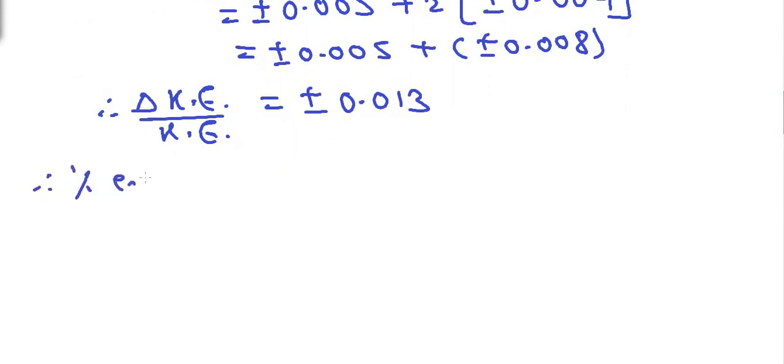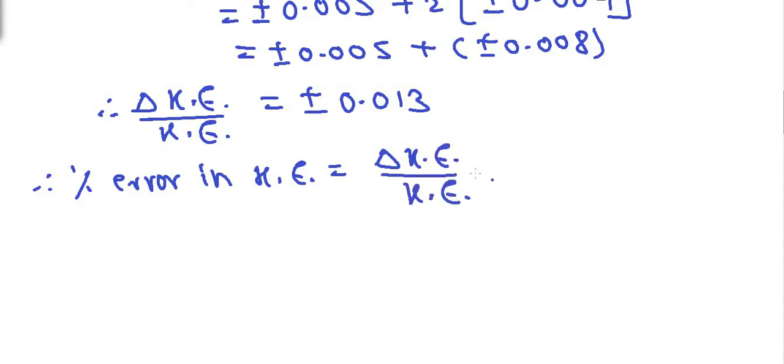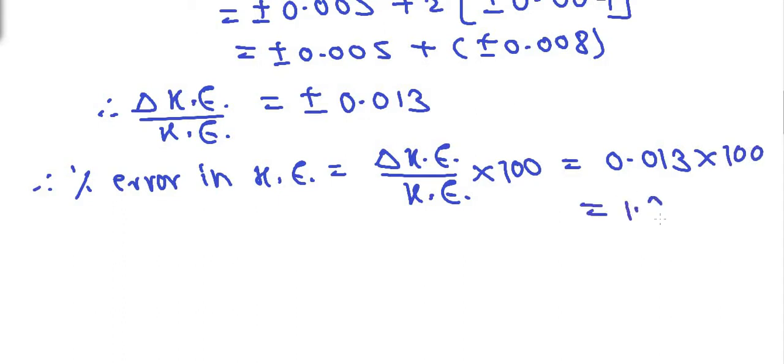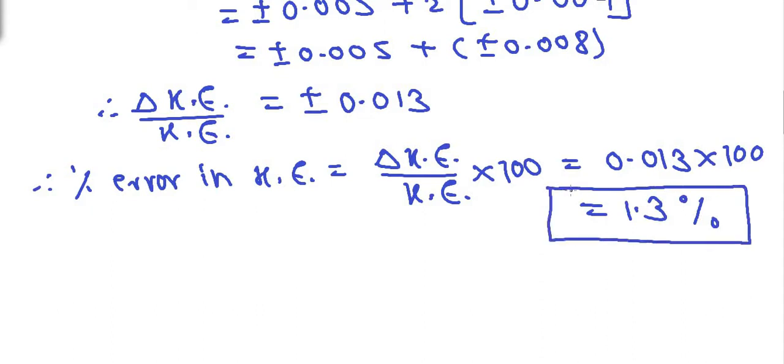Therefore percentage error in kinetic energy is equal to delta KE upon KE, that is relative error, multiplied by 100. So that is equal to 0.013 multiplied by 100, that is equal to 1.3%. Final answer. This is the percentage error in the measurement of kinetic energy.